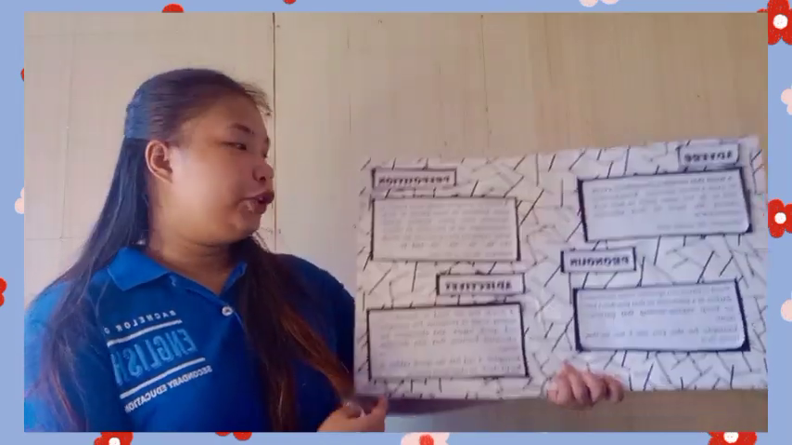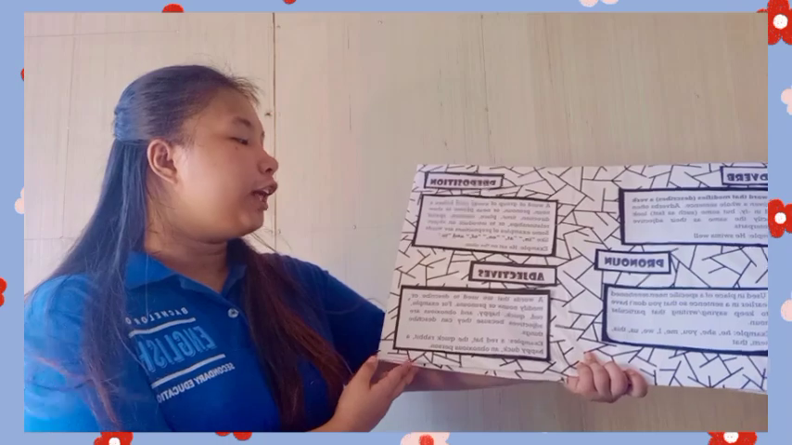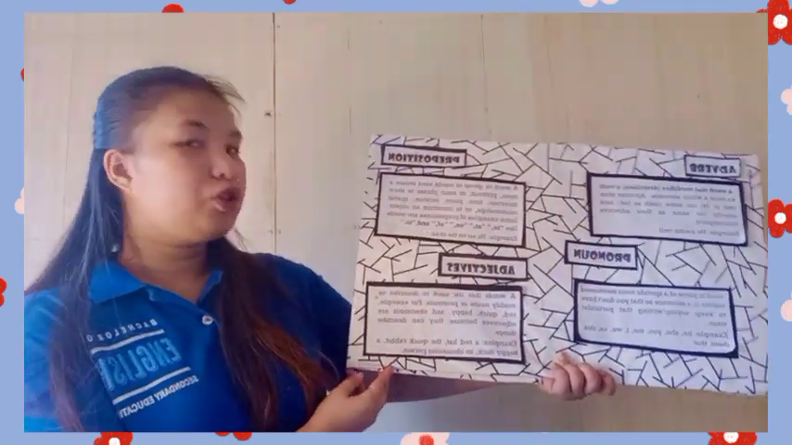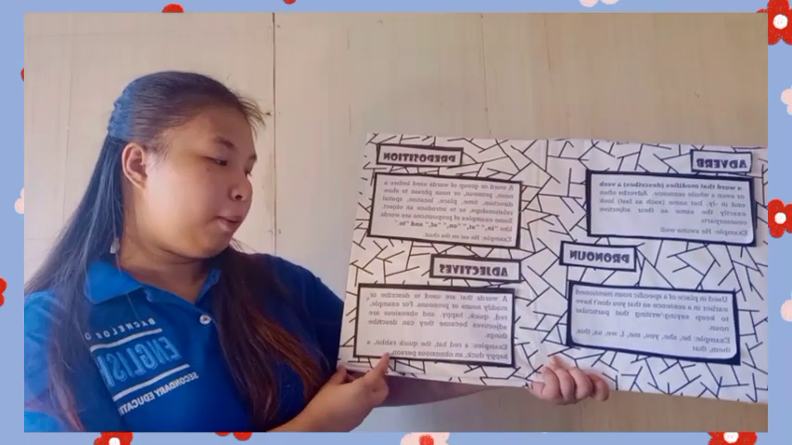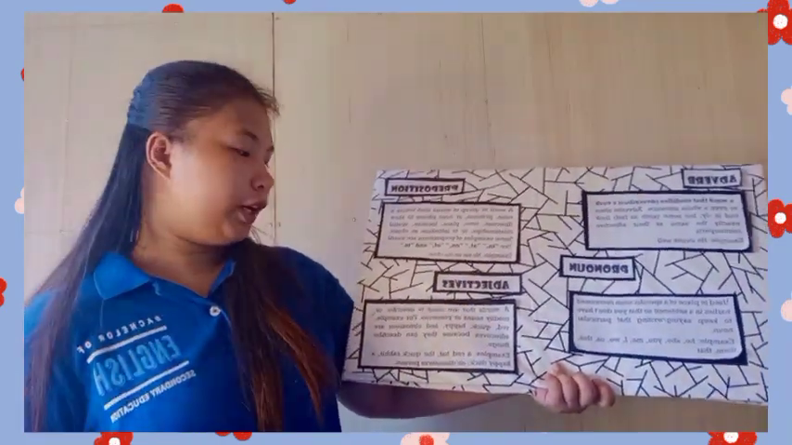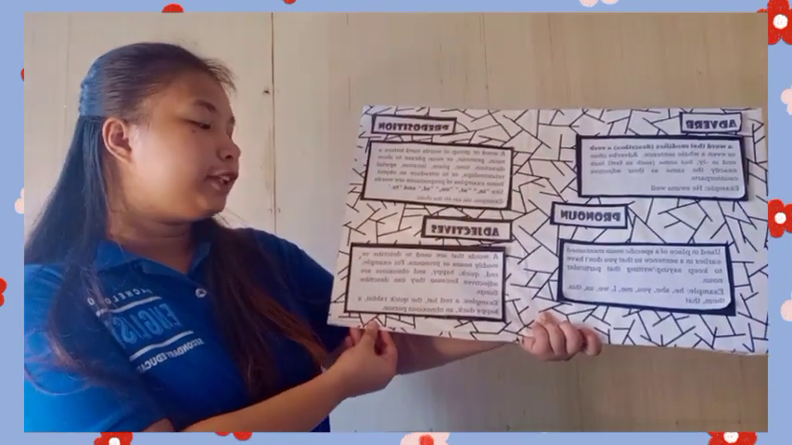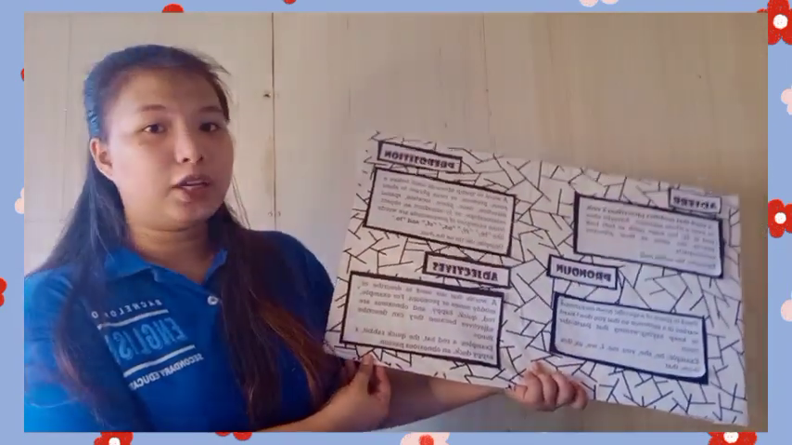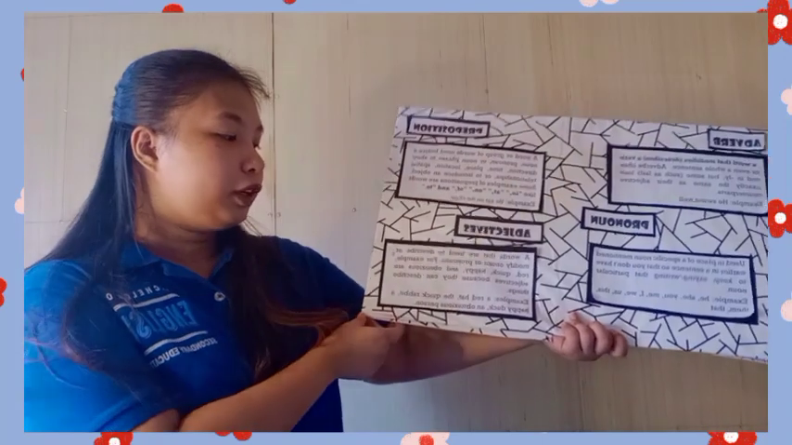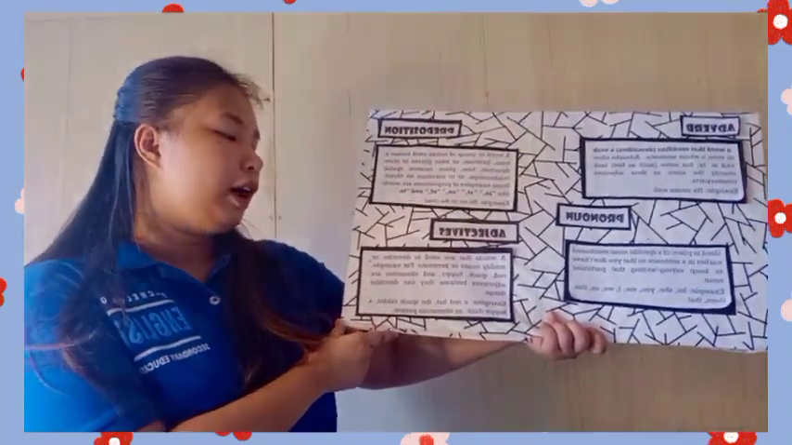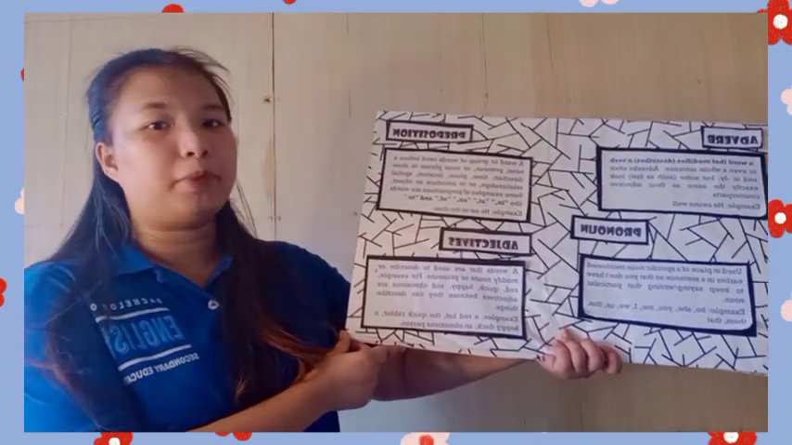Now, let's move on to adjectives. Adjectives are words that are used to describe or modify nouns or pronouns. For example, red, quick, happy, and obnoxious are adjectives because they can describe things or people. For example, a red hat, the quick rabbit, a happy duck, an obnoxious person.